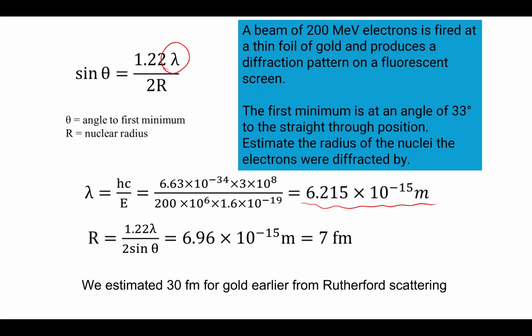Now, if you type in on Google, you get the AI overview: the nuclear radius of a gold atom is approximately 7 femtometers. So even though we've technically used the wrong equation, it still works very well.